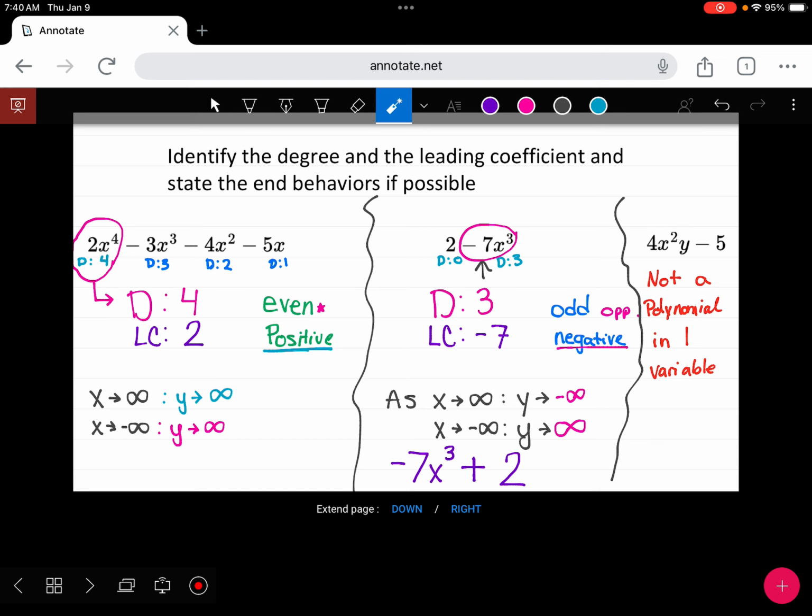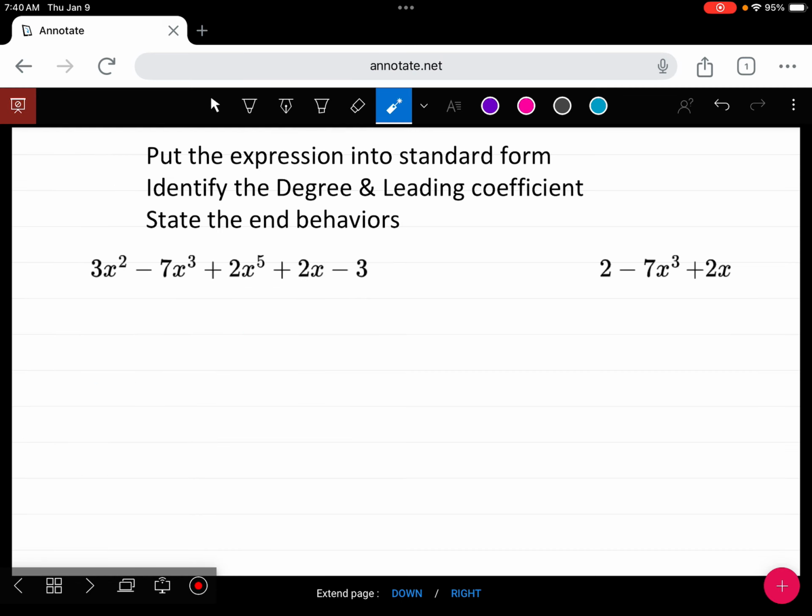We're going to practice all this stuff again. We're going to put them into standard form, find our degree, find our leading coefficient, and state our end behaviors. So exactly what we did on the previous part. It's just there's only 2 on this page.